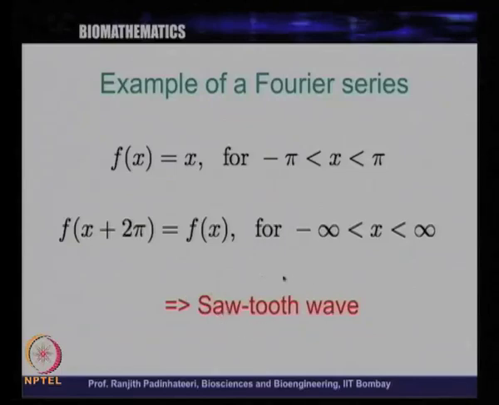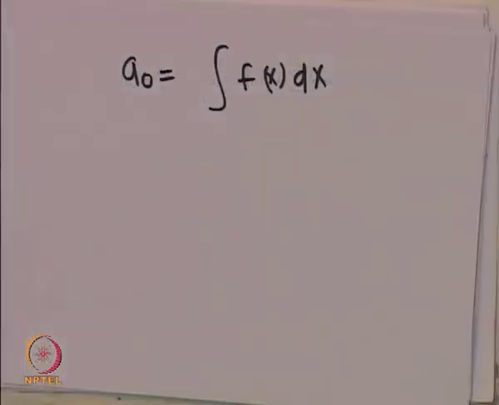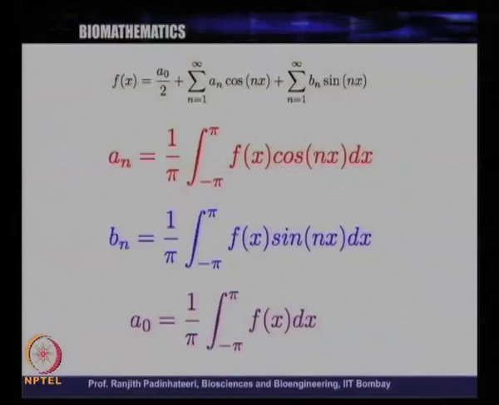Now, how do we write this in terms of sine and cos? We learned in the previous case that if you have this function, a 0, a n and b n can be calculated in this particular way. So, what is a 0? A 0 is integral f of x dx. That is what is shown here. A 0 is integral f of x dx from minus pi to plus pi.